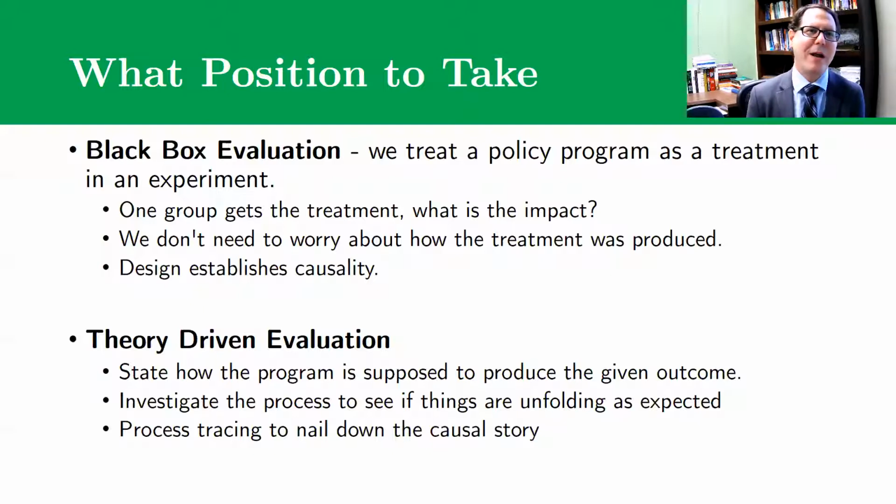So a black box evaluation says, I'm going to look at the program. You told me what the outcomes and the output should be. I'm just going to look at that. We've got our inputs. I know you spent some money. I know you did some stuff. Let's look at our outcomes and our outputs. And if we see outcomes and outputs improving, changing, getting better, I'm just going to assume that your program did that. That's the black box evaluation.